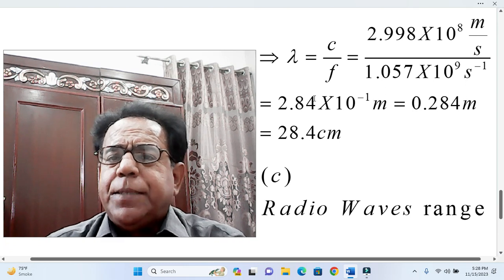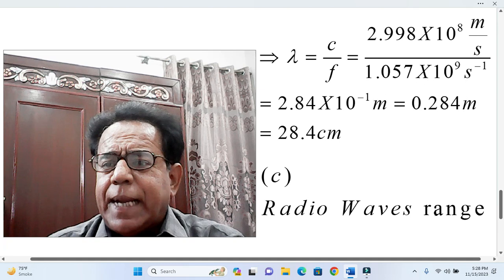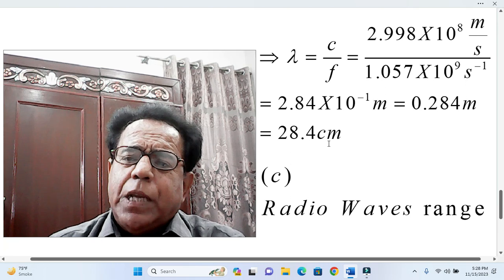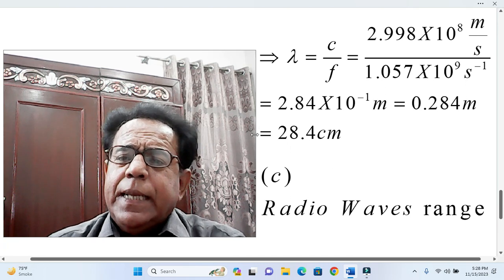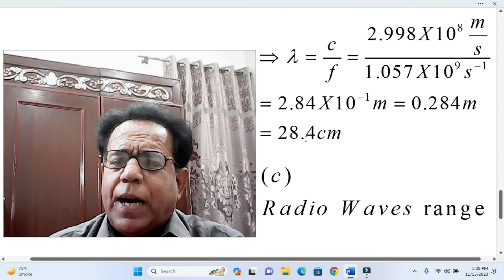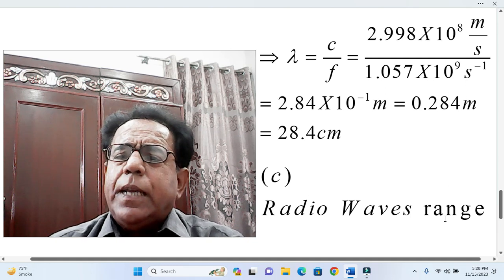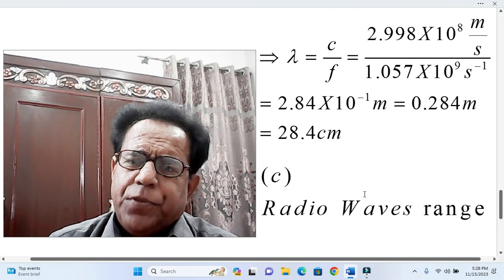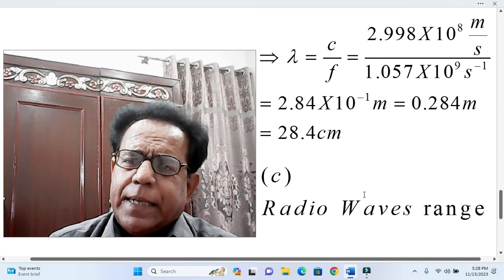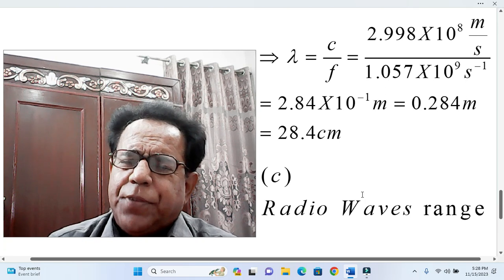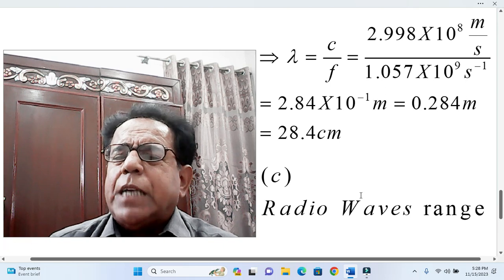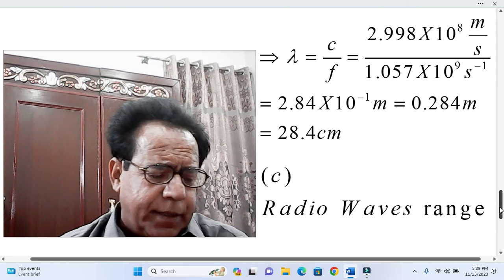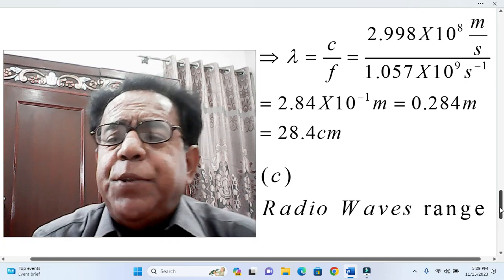Because this wavelength, that is to say, if we re-study the definition of radio waves given in the snapshot, we will find that this range falls in the radio waves. While other splits of the electromagnetic spectrum like ultraviolet waves, infrared waves, etc., will not be applicable here. Here radio waves range is applicable, and hence the solution of part C is radio waves range.